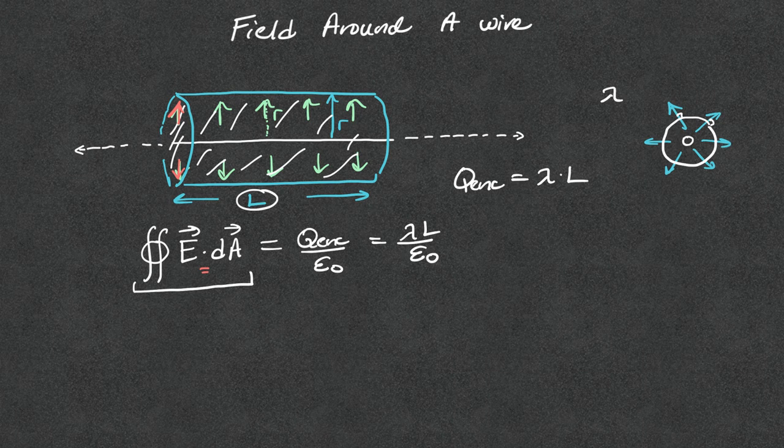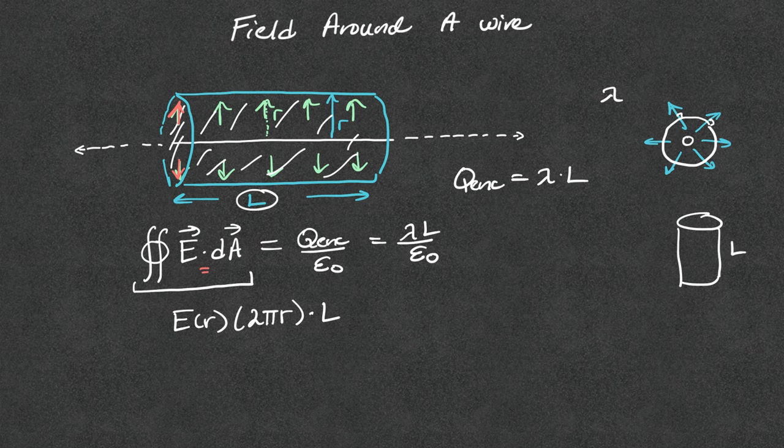So let's fill it out. So this just becomes the electric field at a distance r times the surface area of the curved part of the cylinder. And just to remember your surface area equations, that's equal to 2 pi r times L. If you have a cylinder of length L and radius r, the surface area is 2 pi r, which is like one circular ring, and then multiplied by L for the entire height of the cylinder.